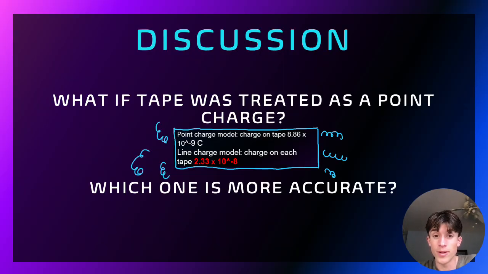So what if the tape was treated as a point charge? As you can see, those are the results. The calculations are the difference. It's basically just that if we treat it as a point charge, it's less accurate. Which one is more accurate? The rod is. It's a better model of the tape in that it's very thin, so it can be thought of as many rods added together.